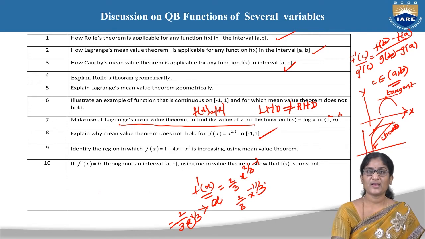Once again, if f of x is equal to x to the power of 2 by 3, it is continuous at all the points in the closed interval minus 1 comma 1. But going to the differentiability, f dash of x is equal to 2 by 3 x to the power of 2 by 3 minus 1, that is 2 by 3 x to the power of minus 1 by 3. So minus 1 by 3 comes to the denominator, and we get 2 by 3 into x to the power of 1 by 3. So if you substitute x equal to 0, the function leads to infinity.